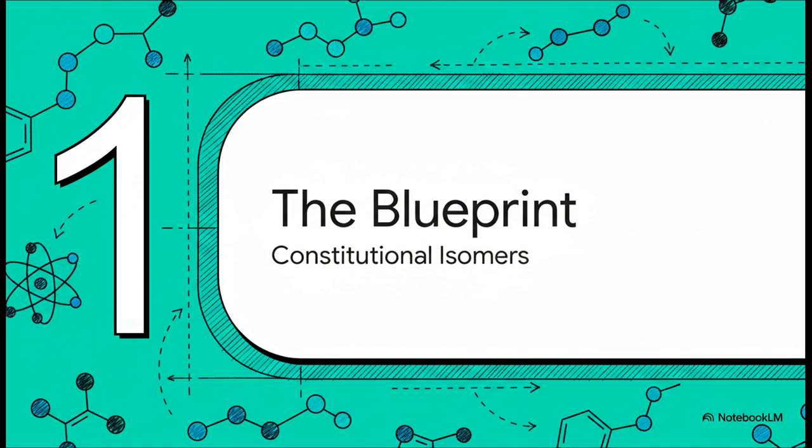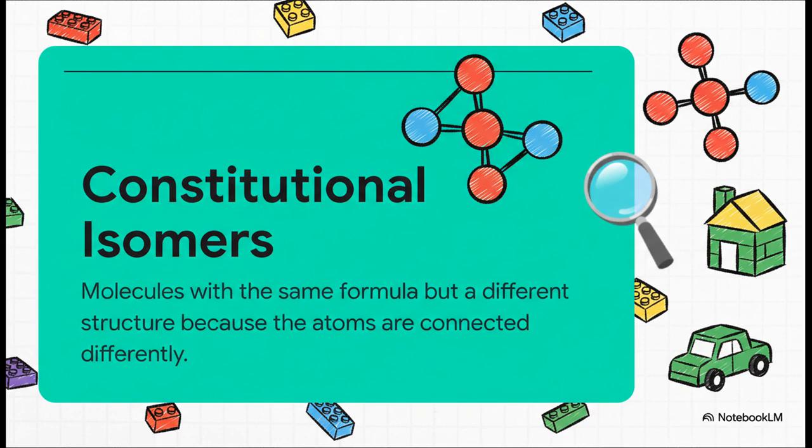And in chemistry, we have a name for these variations. We call them constitutional isomers. So, a constitutional isomer has the same parts list, the molecular formula, but a completely different set of instructions for how to put it together. Think of it like having the same set of Lego bricks, but building a car instead of a house because you connected them in a different order.